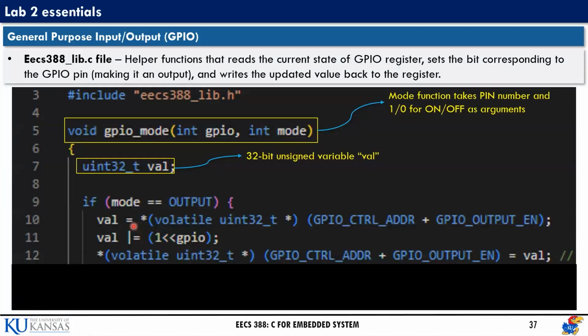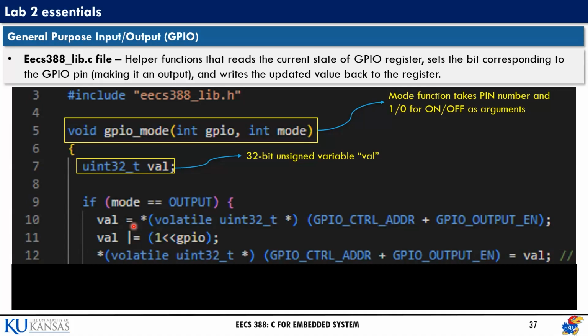Now let's go through our next file, that is ESS310_lib.c. This lib.c file contains all the helper functions that read the current state of the GPIO and set the bit corresponding to the GPIO pin. For example, we can make it an output or an input, and we can also write the updated value back to the register.